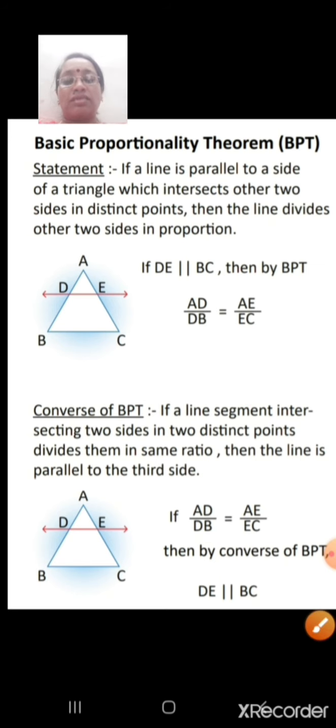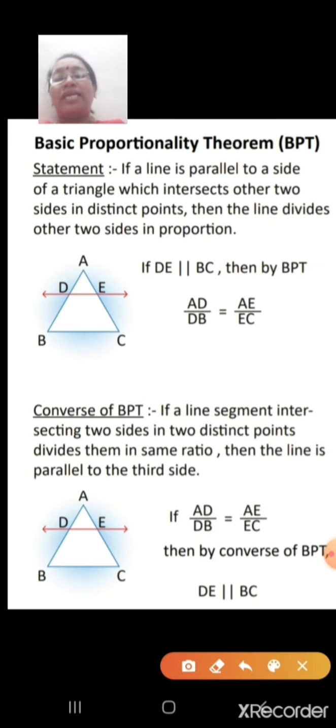That is, AD by DB equal to AE by EC. This is the basic proportionality theorem.